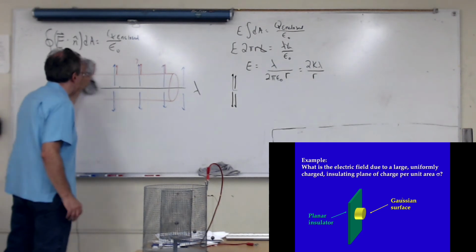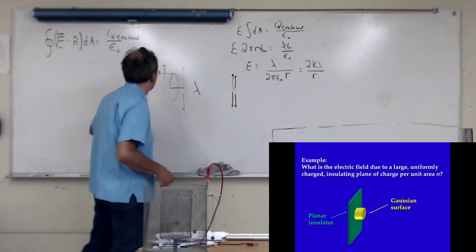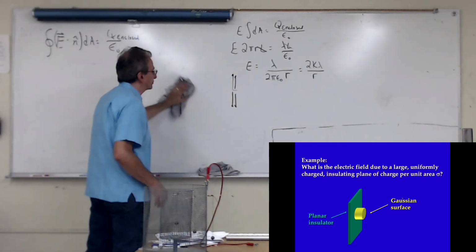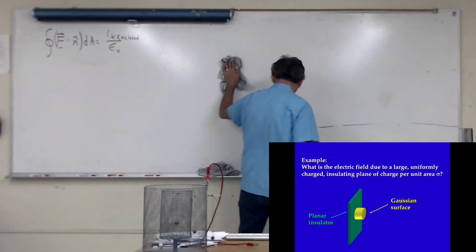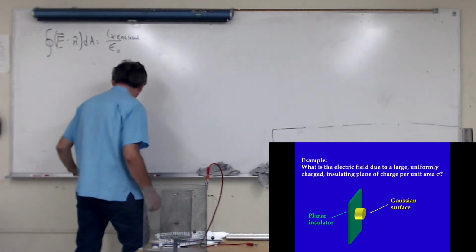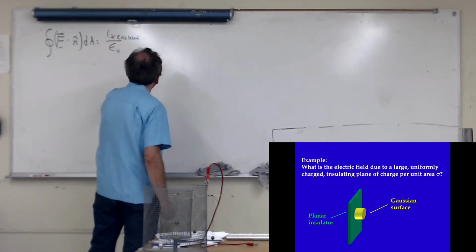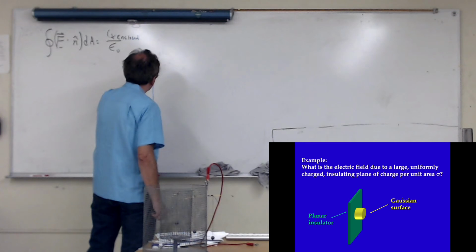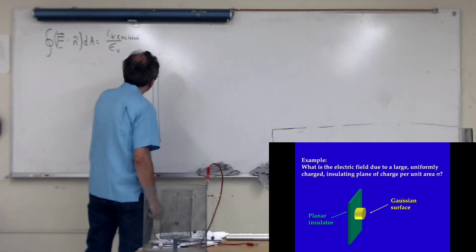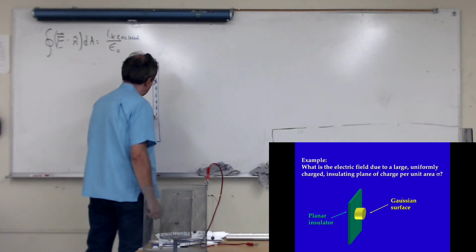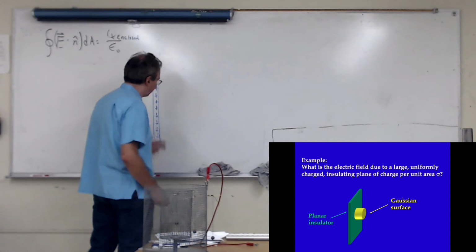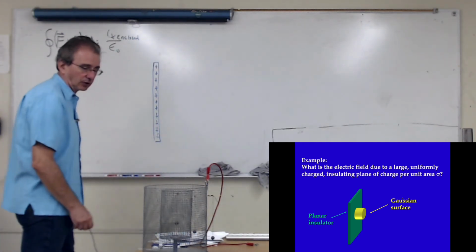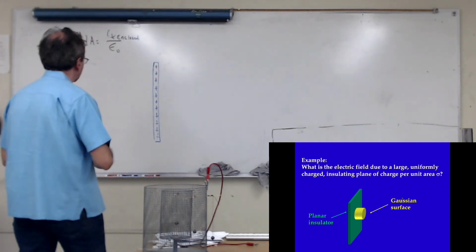Because it's hard, I can't draw an infinite plane, just like I can't draw an infinite line. But I'm going to draw a side view of the plane. Let's pretend it's positively charged. If this is infinitely large, the field will be uniform and it will look like this.